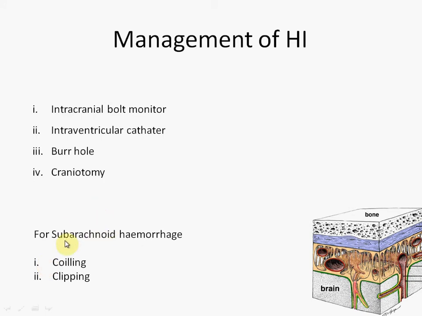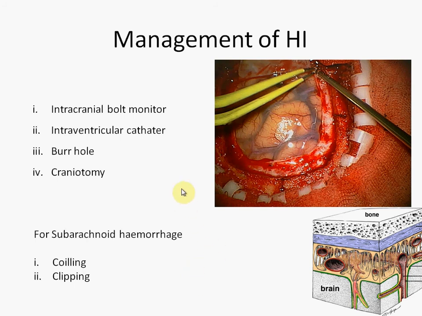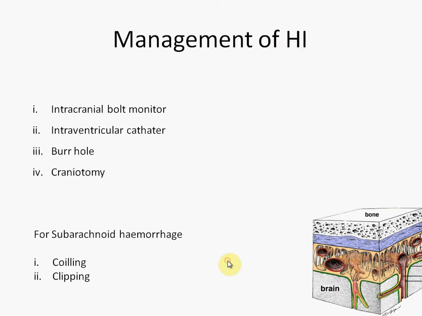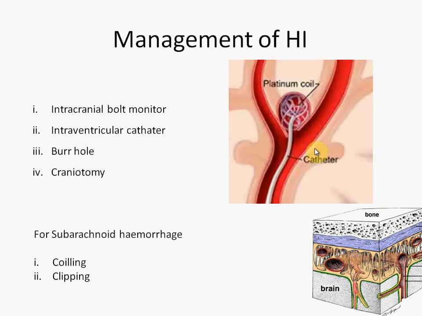And with your subarachnoid hemorrhage, these can be clipped or coiled as well. Here's a craniotomy picture. There we are. You see a piece of skull removed. And here's a diagram showing a berry aneurysm. Notice again that it's located where an artery branches, and here a platinum coil is inserted into the aneurysm to thrombose it and to control bleeding.